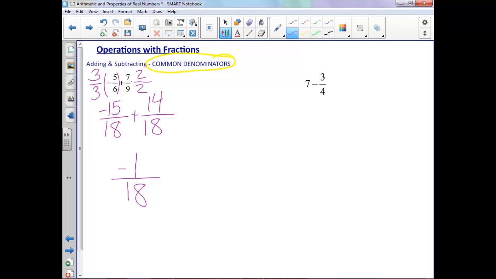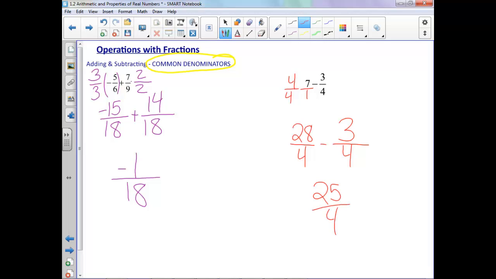On the right over here, notice the 7 is currently not written as a fraction, but we can change that by putting it over 1. Now our common denominator is just going to be 4. Notice the second fraction didn't change anything, so we can rewrite it. However, this one we had to multiply that denominator by 4, so we'll have to multiply the numerator as well. You get to 28 over 4. 28 minus 3 is 25 over 4.